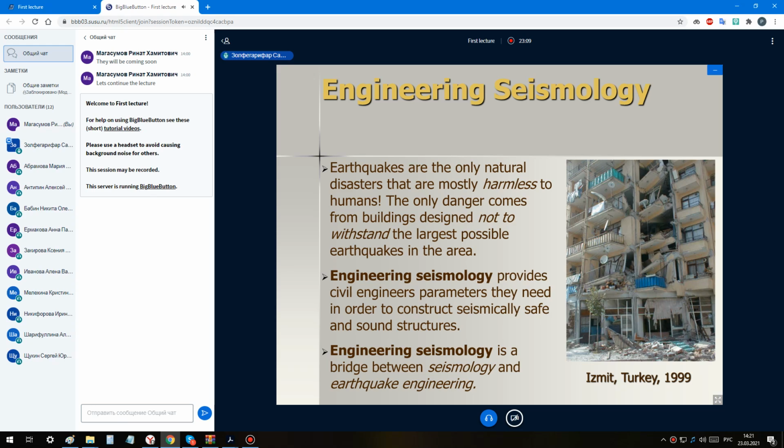Another branch of seismology is engineering seismology. Engineering seismology, in fact, provides civil engineers the parameters they need in order to construct seismically safe and sound structures. Engineering seismology is a bridge between seismology and earthquake engineering.